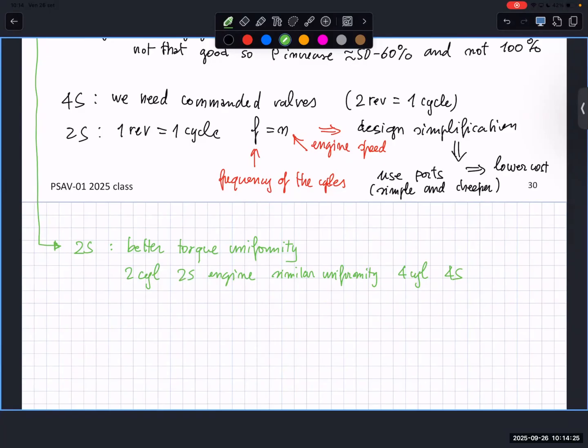This will be described in other chapters. We can maybe rethink about this. But anyway, start with this description of torque uniformity.